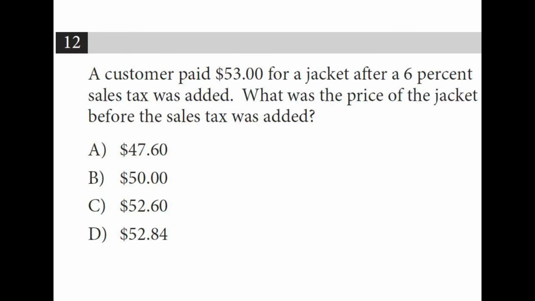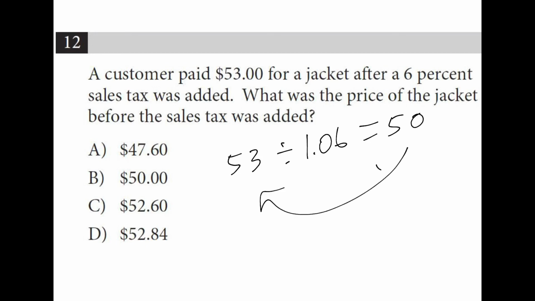So $53 is after the sales tax was added. So I'm going to take 53 and I'm going to divide that by 1.06. I get 50. If I wanted to test to see if that was right, I could take 50 times 1.06 and it brings me back here. So I did it right.